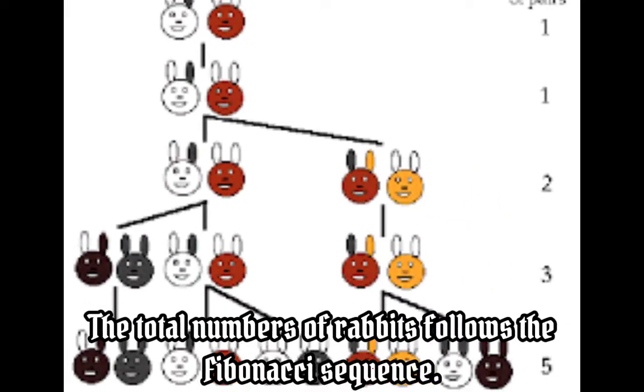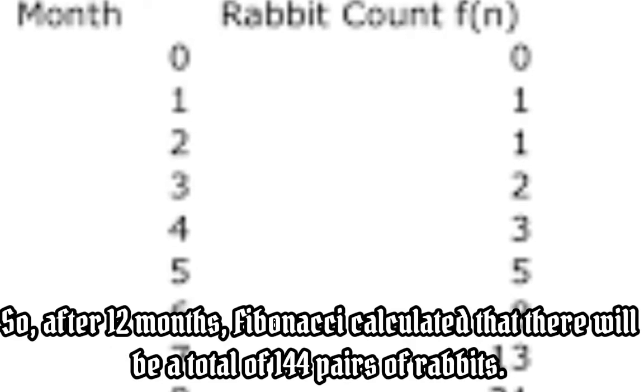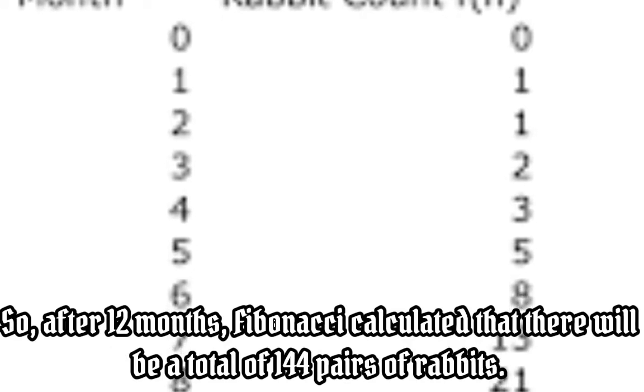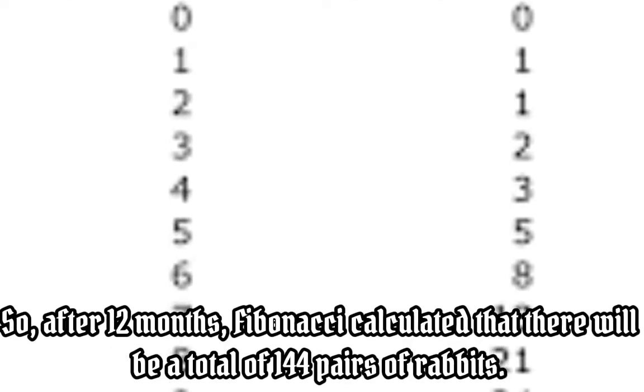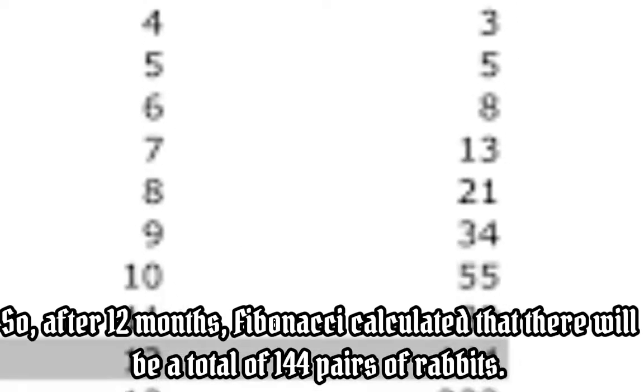The total number of rabbits follows the Fibonacci sequence. So, after 12 months, Fibonacci calculated that there will be a total of 144 pairs of rabbits.